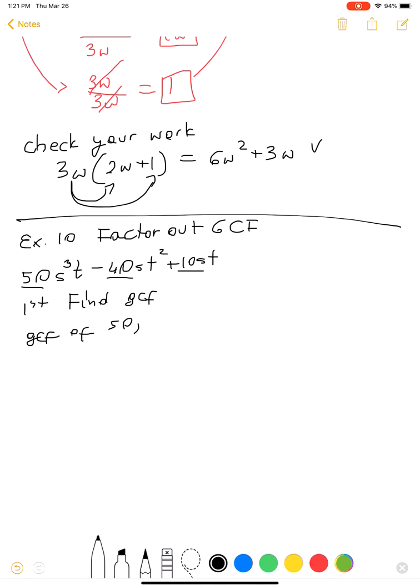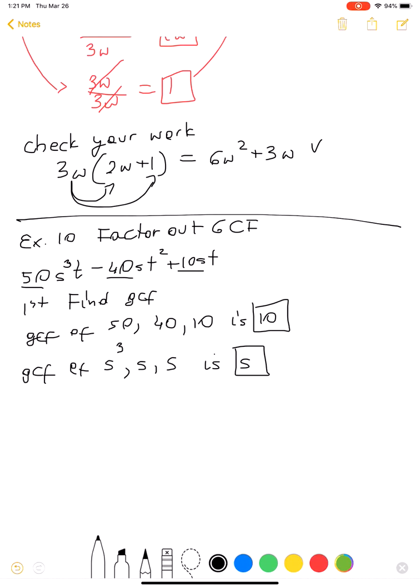50, you have 40, again, you can ignore the sign at this moment, and 10. The GCF of those three numbers is 10. Okay? Now I'm going to talk about the variable s. GCF of s to the third power, s, and the third expression also has s, is s. You pick the variable with the lowest exponent.